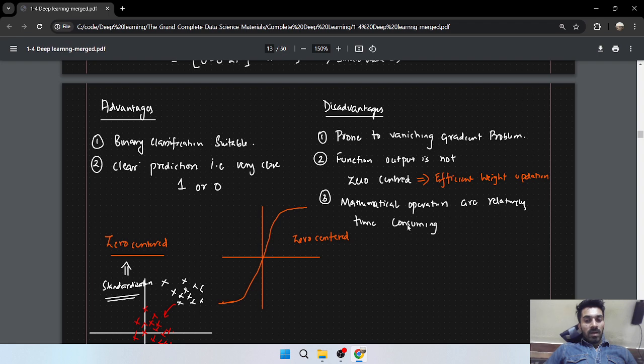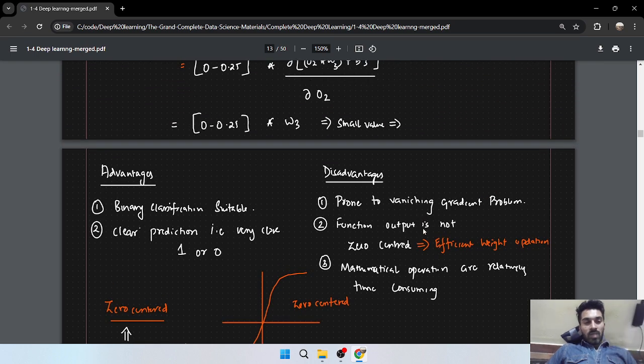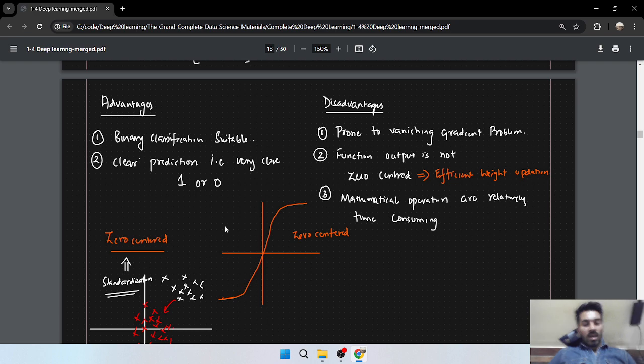Mathematical operations are relatively time consuming, because the formula to calculate the activation function is 1 upon 1 plus e raised to the power of minus z. It calculates the exponential function e raised to the power of minus z, so it will take some time. These are some disadvantages, so that's why we don't use this activation function inside our application or model.